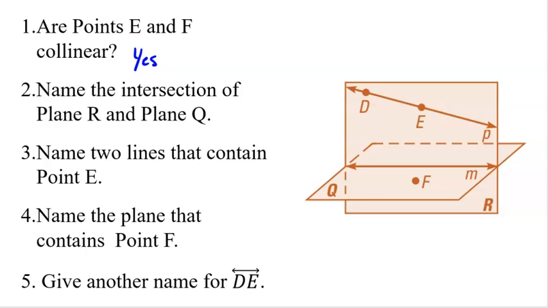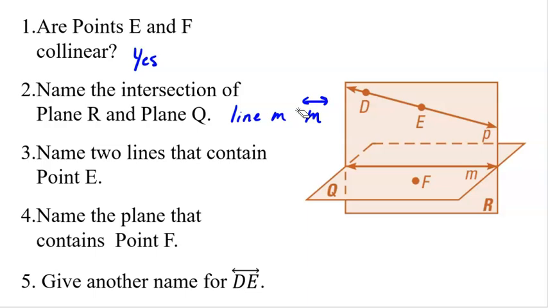Name the intersection of plane R. So plane R is this vertical plane here, and then we've got plane Q going kind of through it. And they are meeting here at this line, and this is called line M, so we could say line M, or we could put M with that double arrow would be fine.